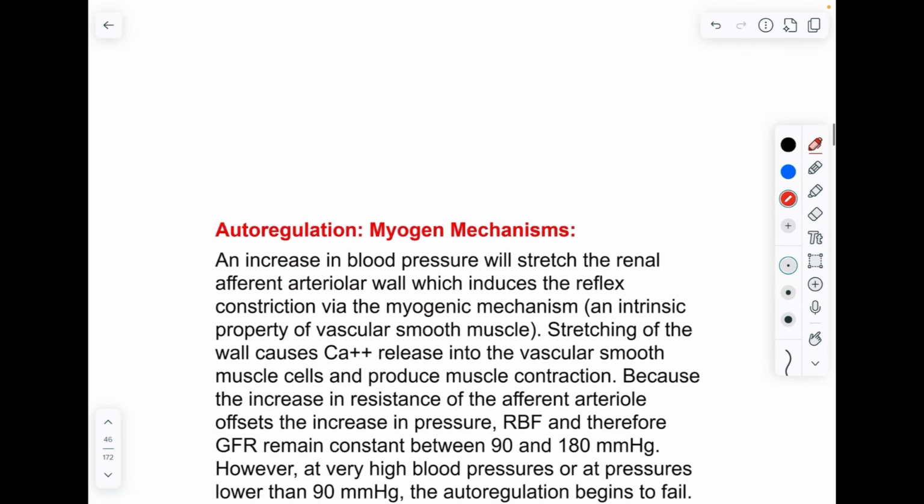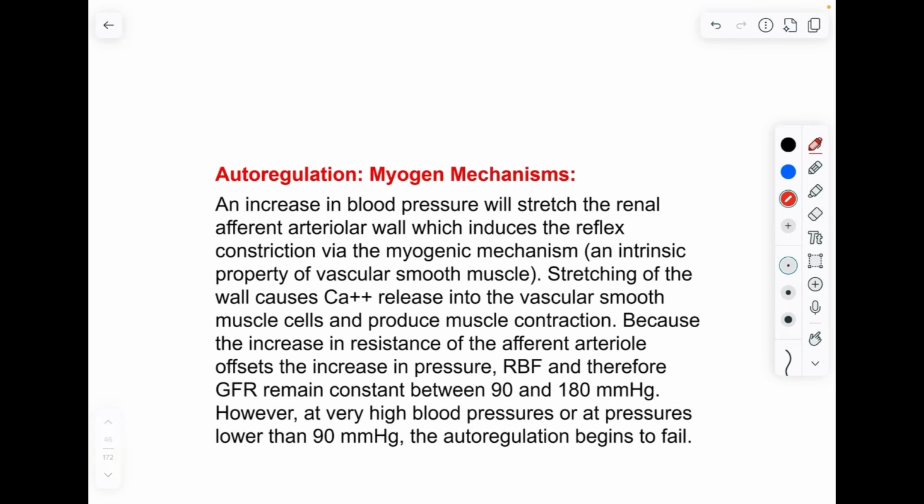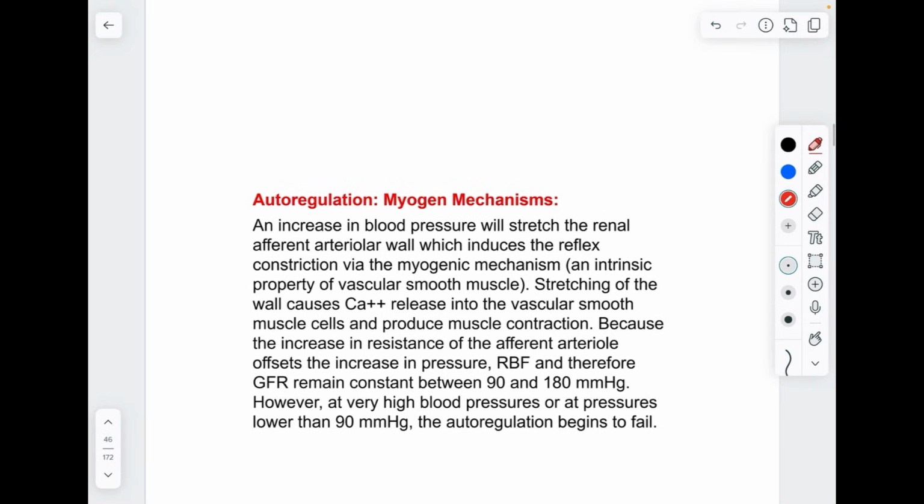And we have two mechanisms for that. First of all, the myogenic mechanism, which we know from CVS, if you guys remember. It says that when you have high pressure, you have a stretch of the vessel. Let's reconstruct this sentence. The afferent arteriole is an arteriole and it has smooth muscle. Smooth muscles are sensitive to stretch. When you stretch it, calcium enters the cell and it causes vasoconstriction. We should all know that.